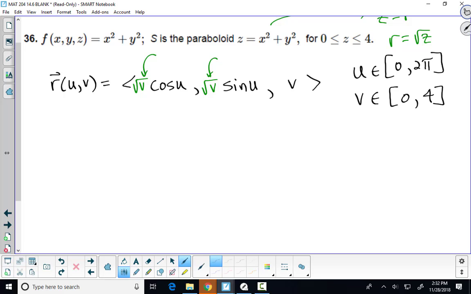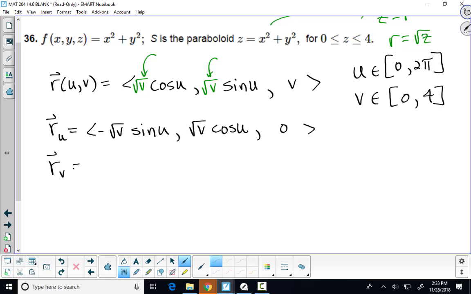Okay, now we find r sub u, r sub v, and cross them. R sub u, r sub v, so we have half v to the minus 1/2.